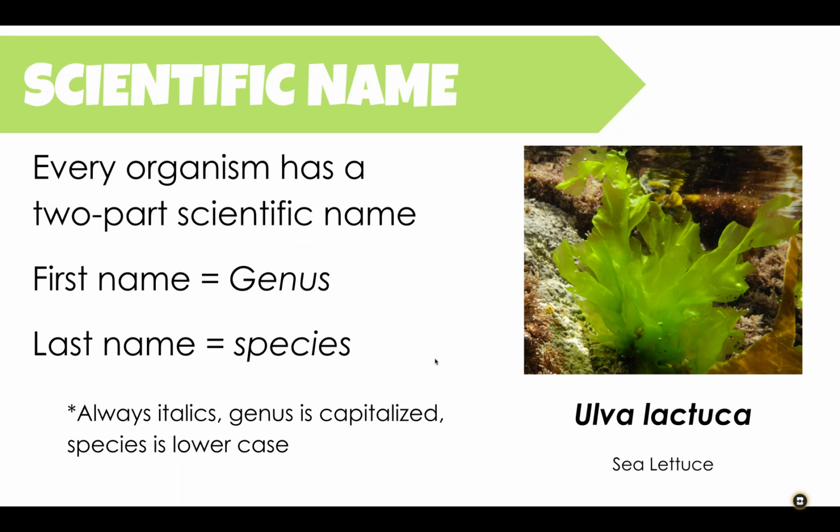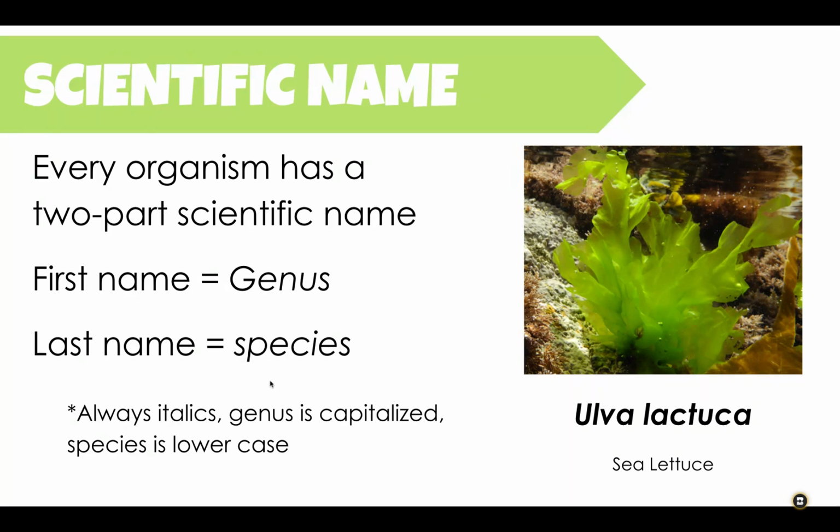So when it comes to naming organisms, every organism is going to have a Latin scientific name. And scientific names are 2 parts, kind of like a first and a last name, and it's based on those taxonomic levels. So the first name is going to be the taxonomic level of the genus, and the last name is going to be the taxonomic level of species. So every scientific name will have a genus and species to it. And some formatting for you, the first name, the genus, is always capitalized. The last name is always lowercase.